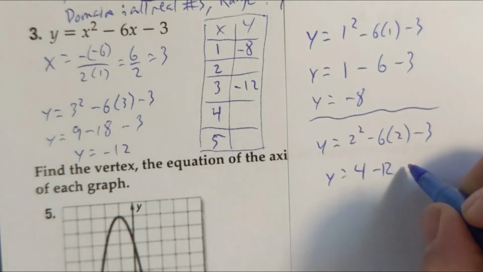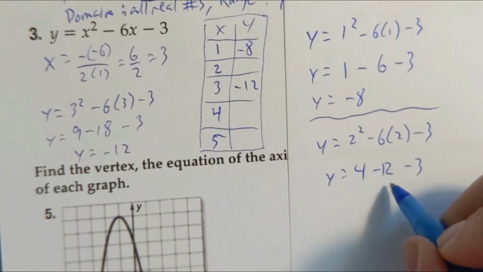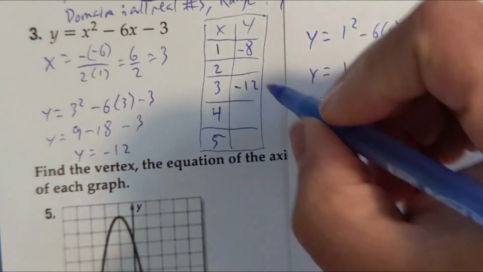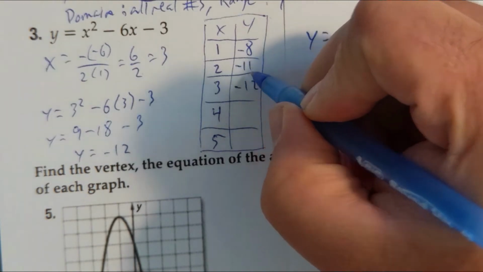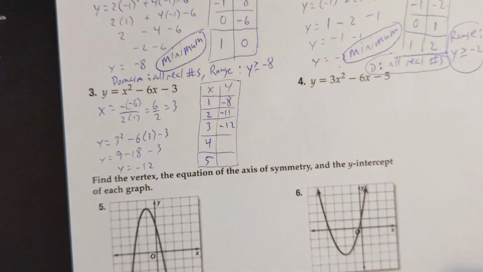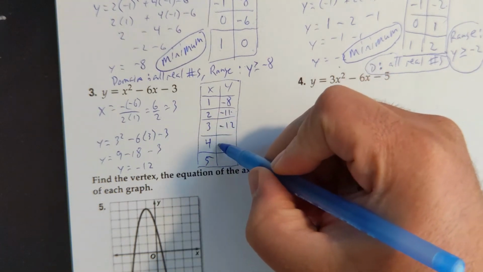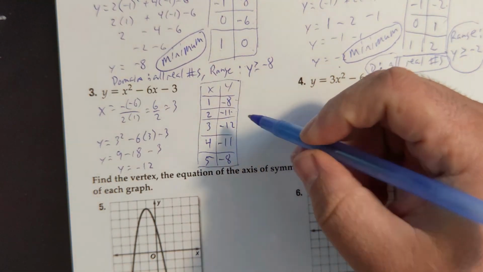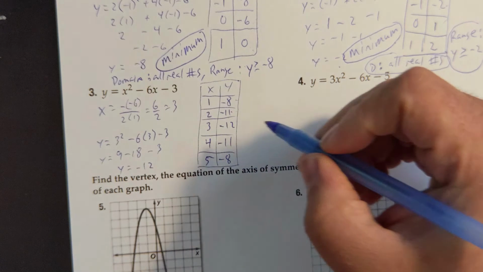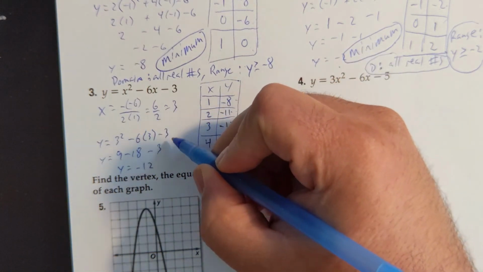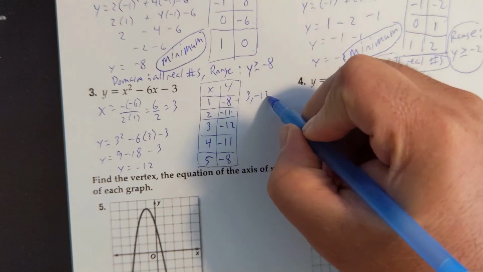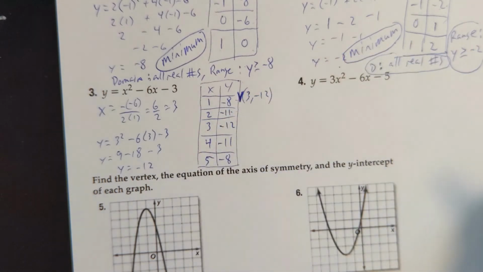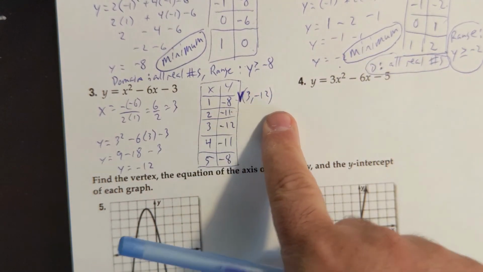Oof, that's squeezed in tight. Sorry about that. 4 minus 12 is -8. -8 minus 3 is -11. And then there's my second y coordinate. I don't have to do the other 2 because I already know if this is -11, this is -11, and if this is -8, right here is -8. This is still positive, so when I find my vertex 3, -12, my vertex, I should have spaced that out more. That's a V. So my vertex 3, -12.